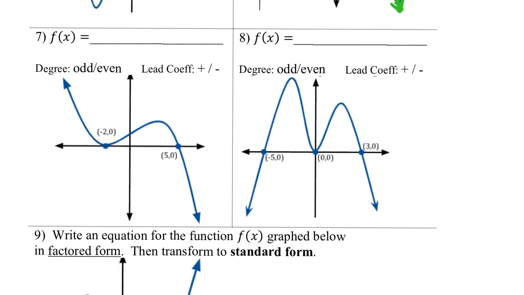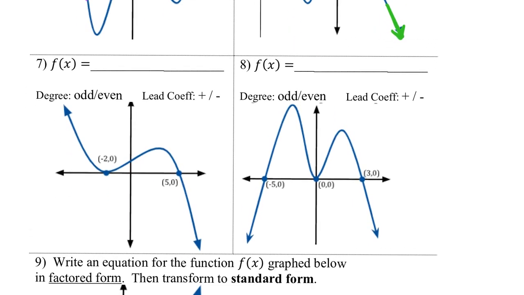Let's try a couple more that are a little bit trickier. First thing I'm going to look at is the end behavior. It's going down on the right, so negative. It's going up on the left, so it's mismatched, so it's odd. Let me look at the zeros. It touches -2, but it does not pass through it. So I'm going to do x plus 2, but since it doesn't pass, it has to have an even exponent. I'm going to put a 2, but it could be any even exponent. Then x minus 5, it's passing through, so it's just x minus 5.